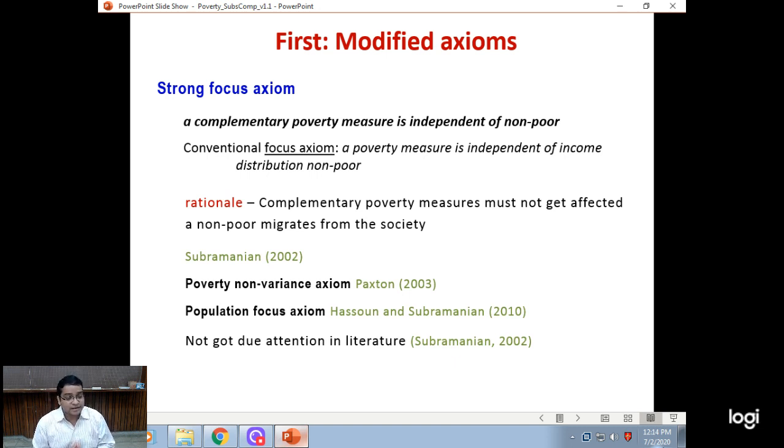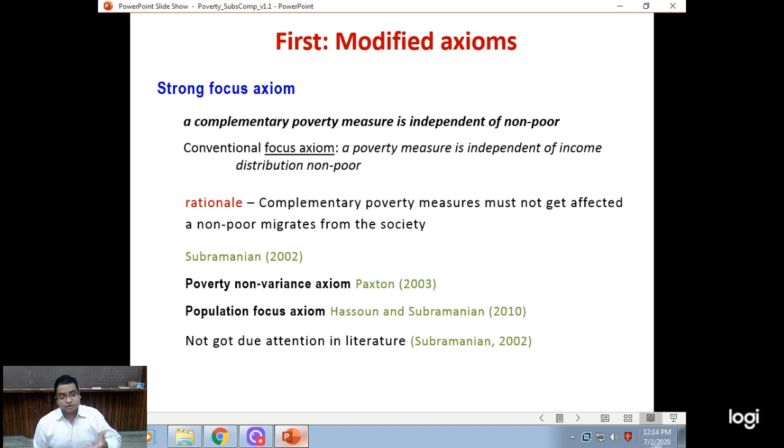It is not only about the income distribution of the non-poor, it is also about the non-poor themselves, which otherwise means if non-poor get added to the population or migrate out of the society, whether it is in-migration or out-migration of the non-poor, the poverty of the poor has not changed. So in that sense, the complementary poverty measure value should not change. So the strong focus axiom would read as: a complementary poverty measure is independent of the non-poor.